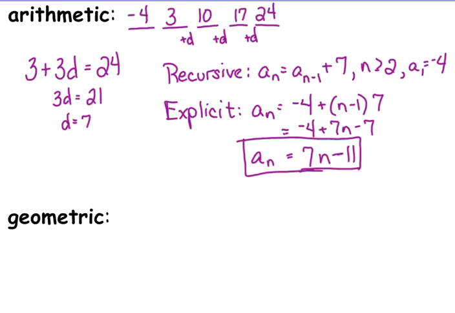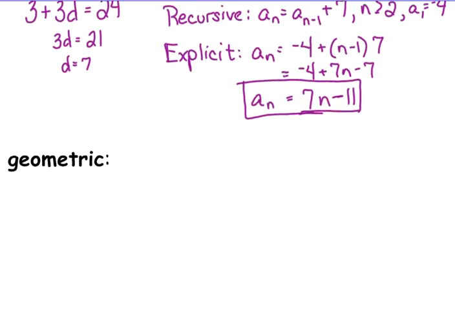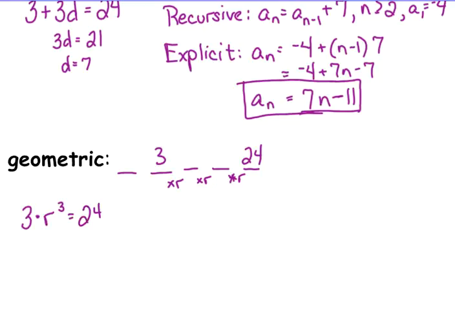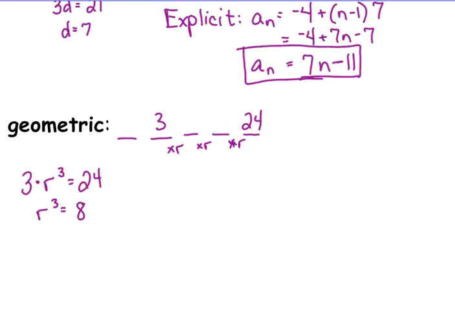Now, what if we have the same sequence, but it is geometric? So same setup. Second, third, fourth. Okay. But this time I'm not adding the common difference. I am multiplying by the common ratio 3 times. So 3 times the common ratio cubed, r times r times r, r cubed, gives me 24. So r cubed is equal to 8, because we divide both sides by 3. And then if we take the cube root, the cube root of 8 is 2.